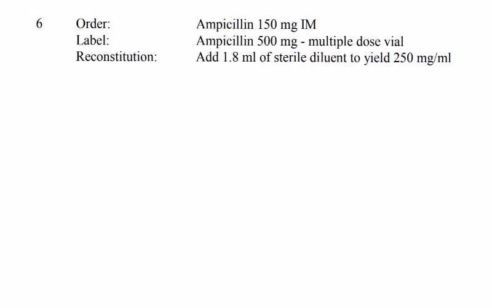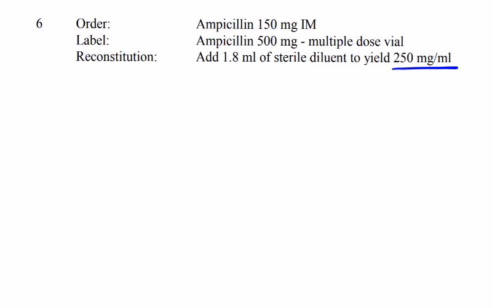So the order here is 150 milligrams of the drug, and the label says we have 500 milligrams, a multiple dose vial. The reconstitution instructions say we should add 1.8 mils of sterile diluent to the contents of that vial to yield the concentration of 250 milligrams per mil. The first question is what the volume of the reconstituted medication will be.